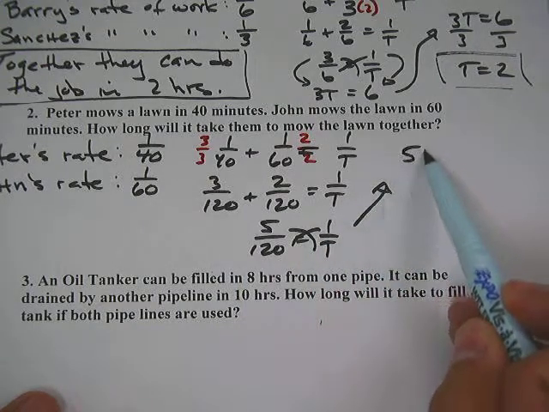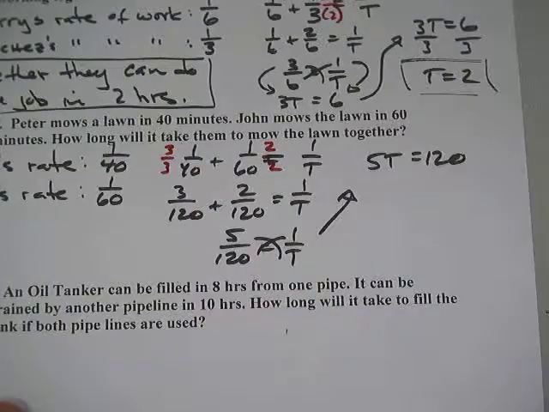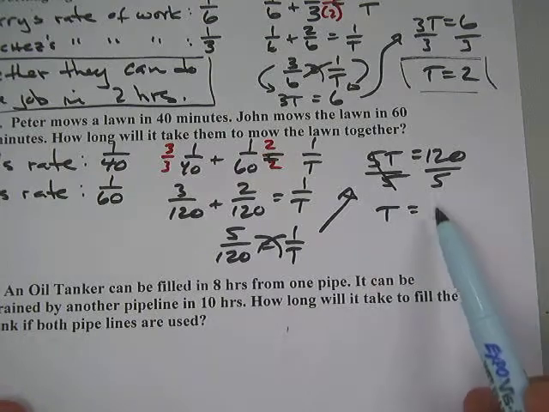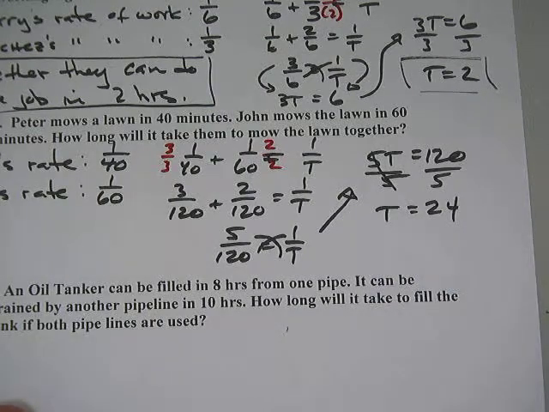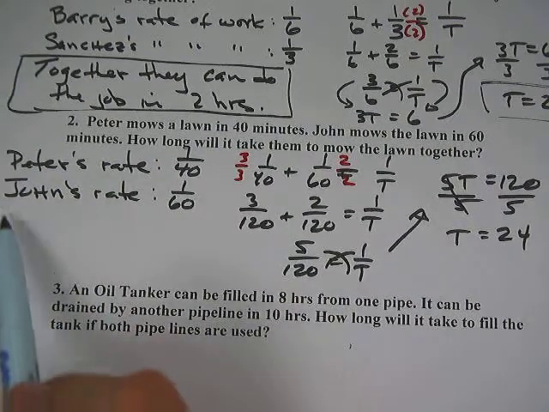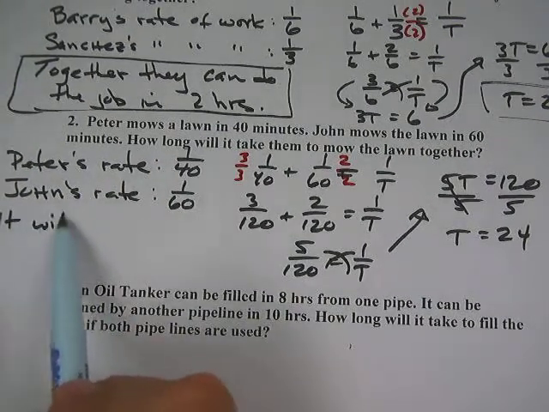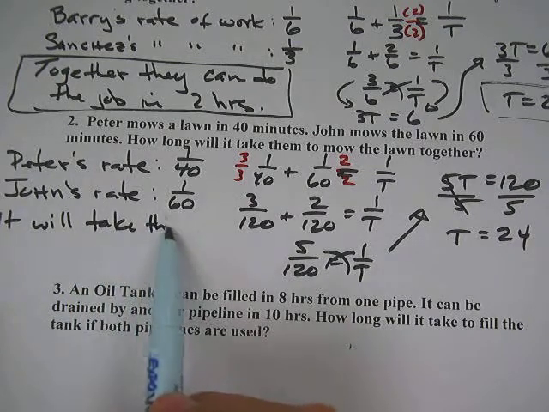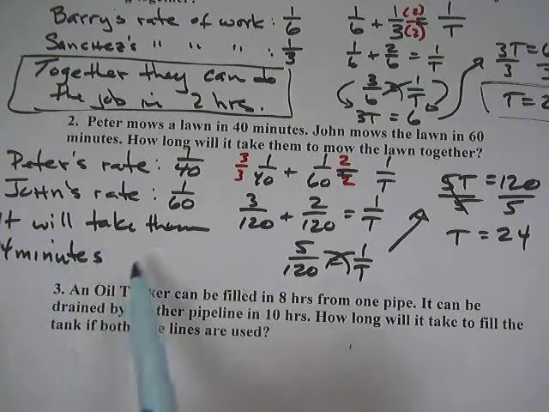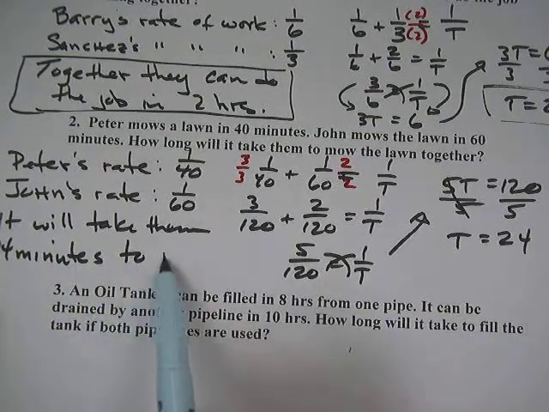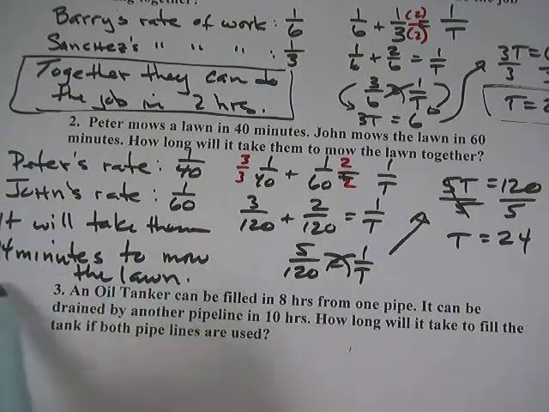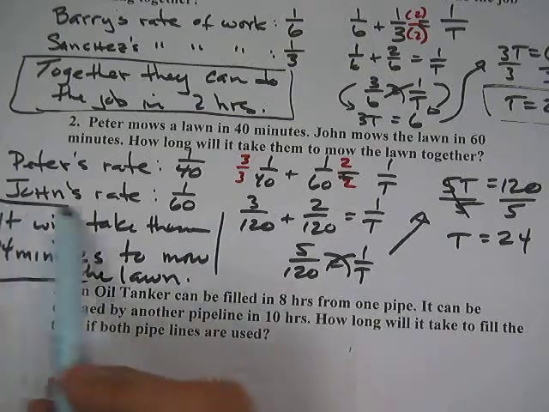Okay, so we have a nice proportion. I'd cross multiply, and when I do that, you get 5t equals 120. Divide by 5, t equals 24. And what does that 24 mean? That 24 is 24 minutes. It will take them 24 minutes to mow the lawn.